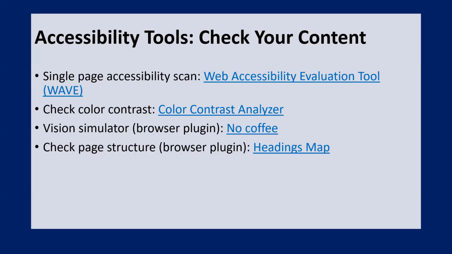Another great tool is a browser plugin called NoCoffee. With this plugin, it enables you to adjust the visibility of a web page, showing what it would be like for a user with low vision or no vision and how they would see your website. Lastly, another great tool is the headings map, which will break down your web page into structured headings and see if your heading structure is in the correct order.